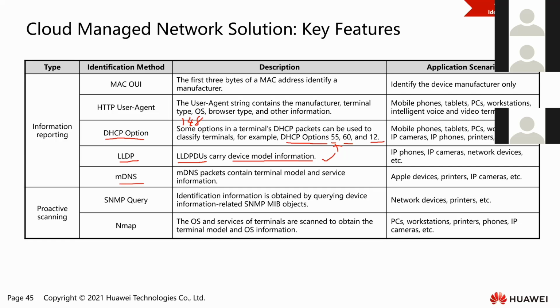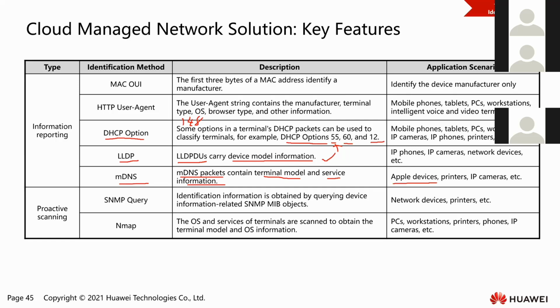Next, the mDNS packet also contains the terminal model and service information. Usually mDNS is applied for Apple devices. So in this case, we are able to know the type of end device.